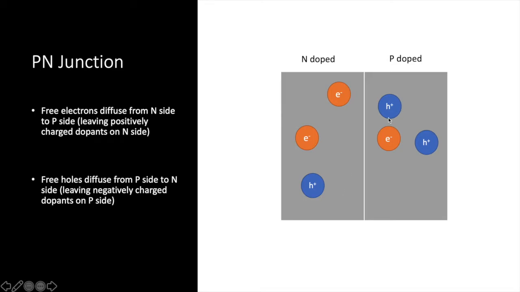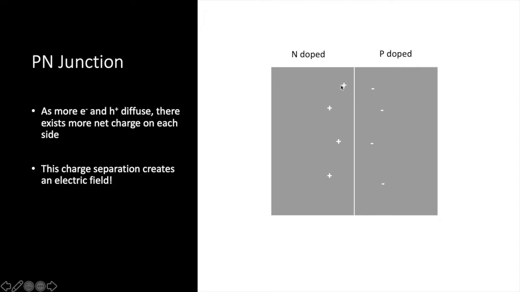So when a bunch of positively charged holes come over, in addition to the positively charged ions that are already on the n side, it's going to create a net overall charge, positive on the n side and negative on the p side. This charge separation creates an electric field. So hooray, we have our internal electric field that is then capable of influencing the holes and electrons.